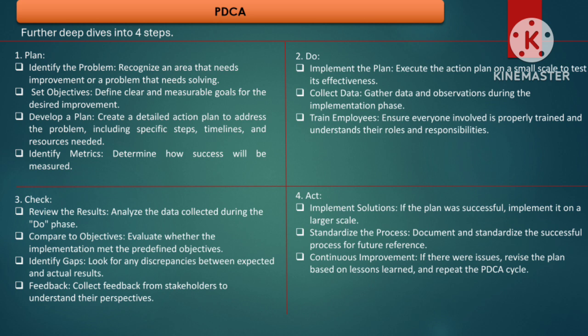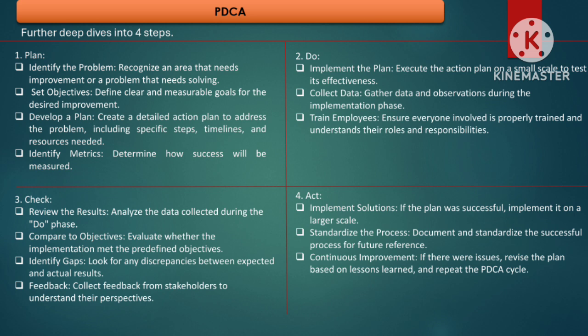Next, in the check phase, you will analyze the data collected during the do phase. You will see whether the result of the test is as expected or not. So further, you will compare with the objectives whether this is met with the predefined objectives. If yes, then you are good to proceed further. If not, then you will go back and you will make the necessary changes as required.